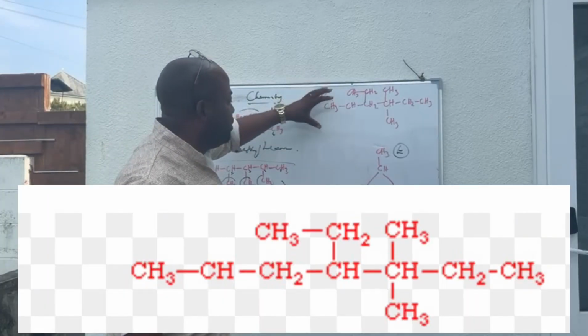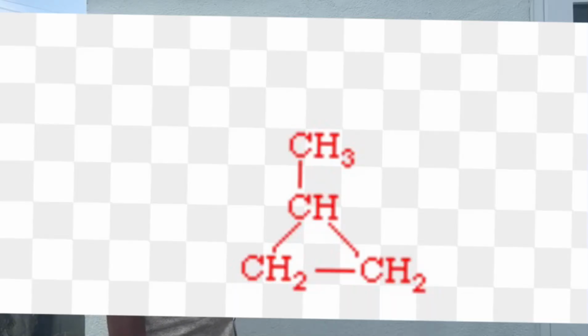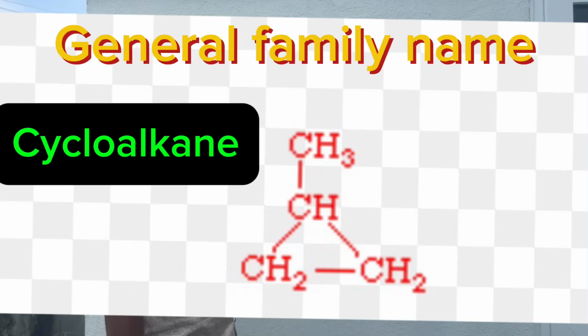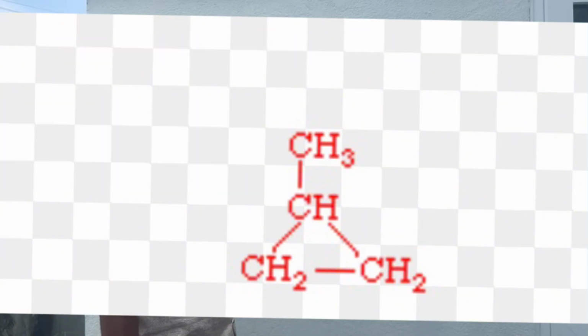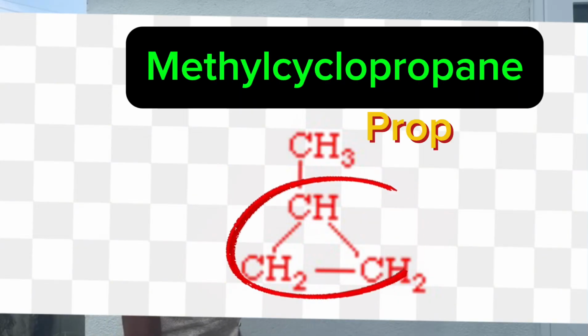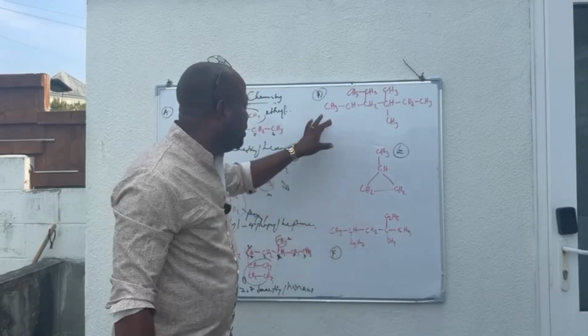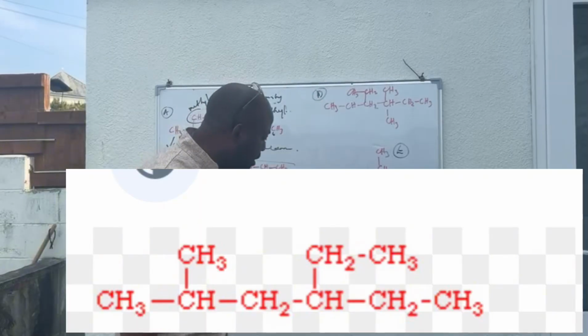Let's come to number D. Number D is simple. Answer number D and tell me in the comment section. This one is a cycloalkane. Cycloalkanes are another type of saturated hydrocarbons, not aromatic hydrocarbons. Aromatic hydrocarbons are unsaturated hydrocarbons. Methyl cyclopropane, because it is number 3, so it is propane. So methyl cyclopropane.